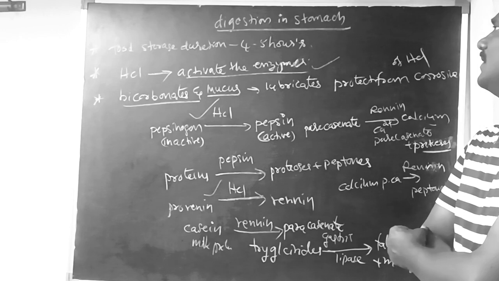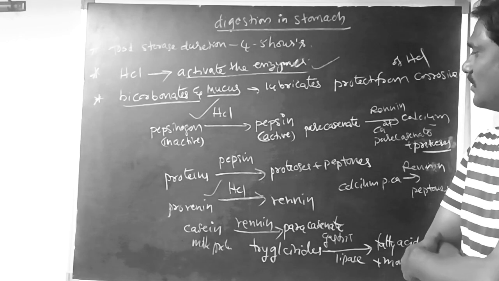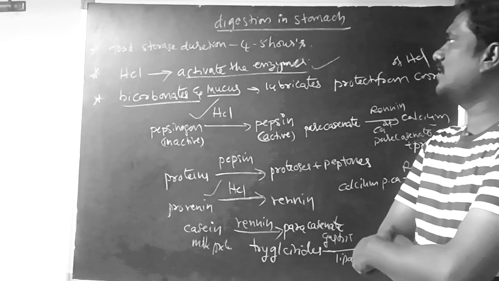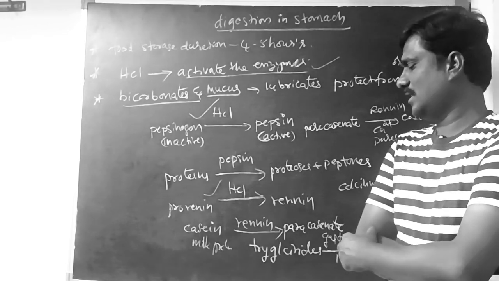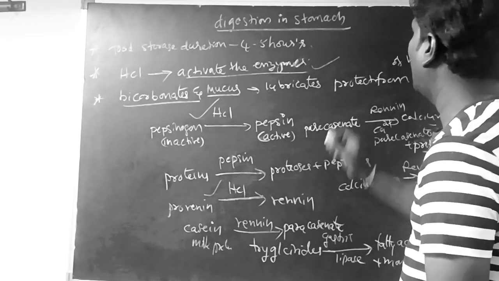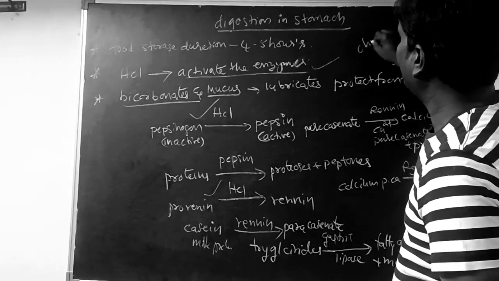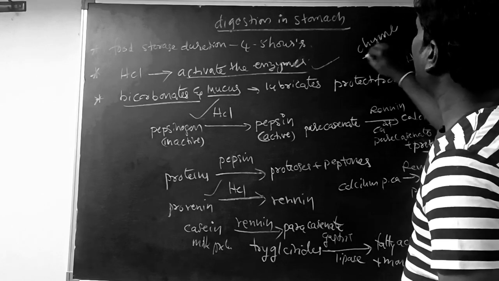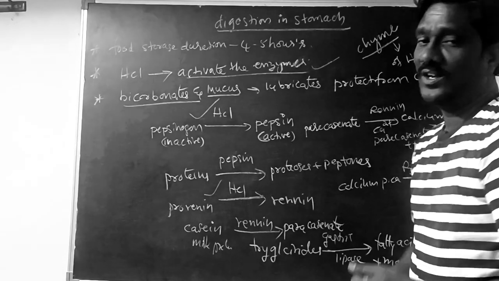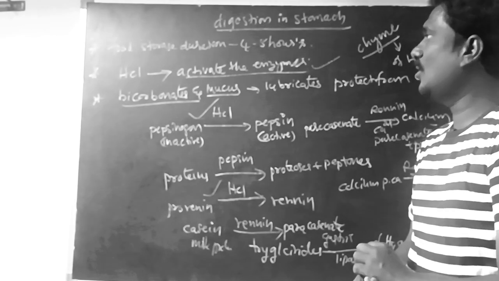After 4 to 5 hours, a small portion of the digested food, that is called chyme, is sent into the next part, the duodenum. This is about the stomach.